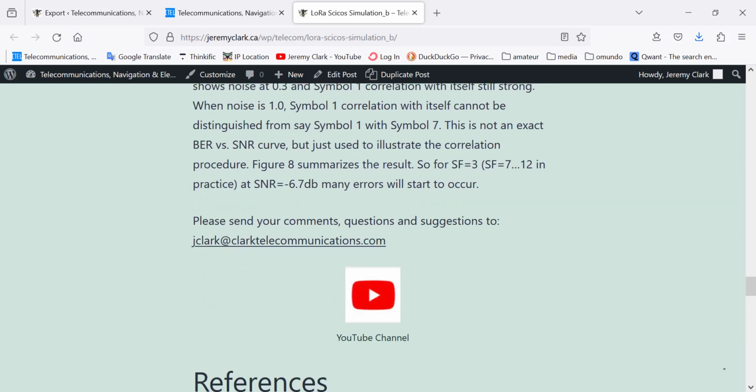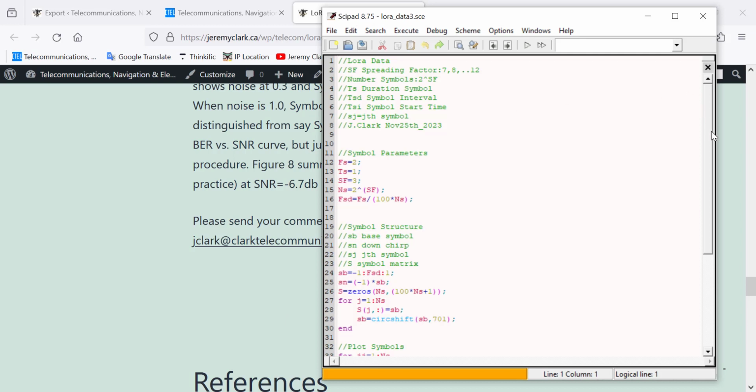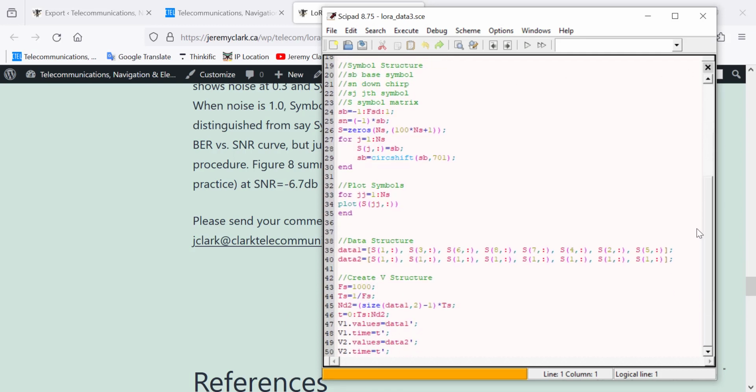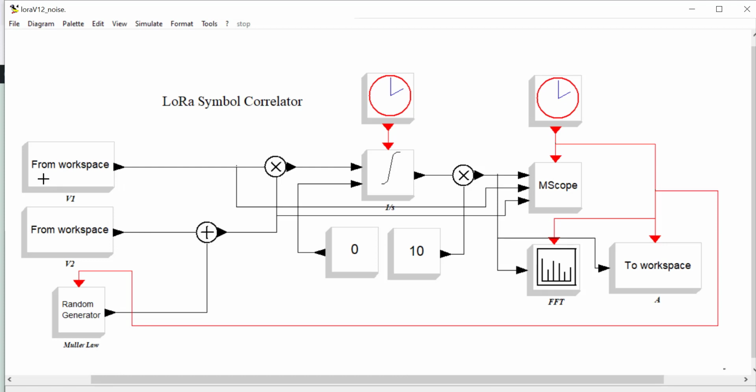So let's actually go to the model itself. There's the code there, and down here I create the structure. The first structure is all the various symbols. The second structure is I'm just reading in symbol 1 8 times because I'm going to compare it against all of these. And then there's the model. So those are my 8 symbols coming in. Actually, they'd be stored in the receiver in some way. And then symbol 1 comes in and you're adding the noise here.